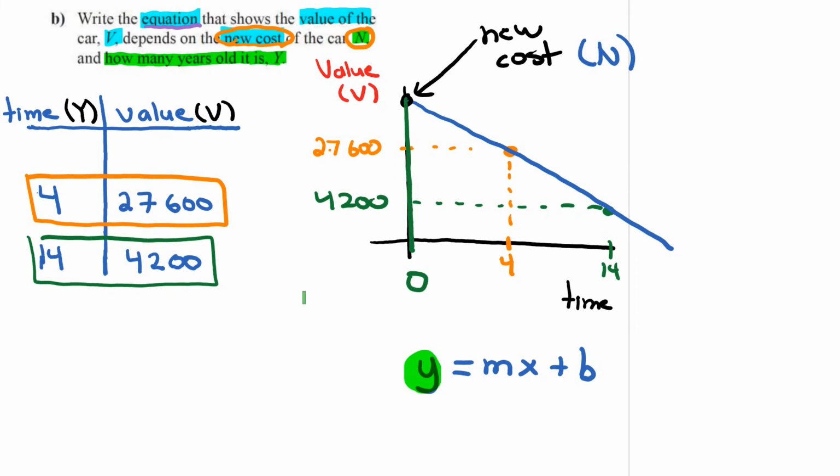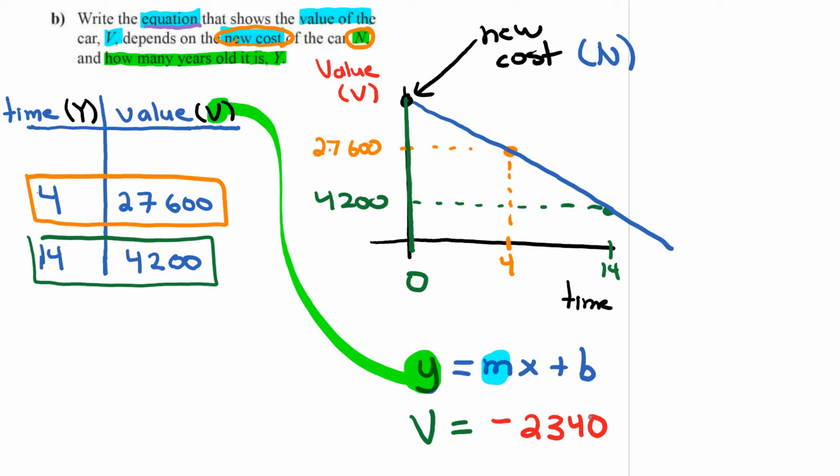All right, so the y variable is represented by the v. So it's going to be v equals, then ask yourself, what is the slope? Well, the slope came from part A of the problem, right? Part A of the problem, and we were losing $2,340 per year.